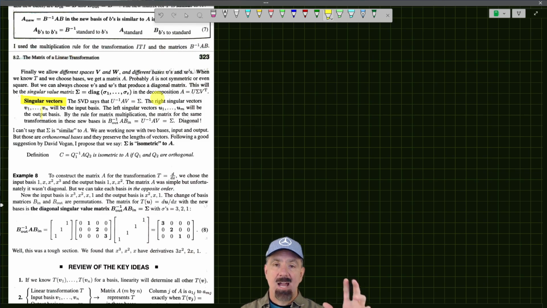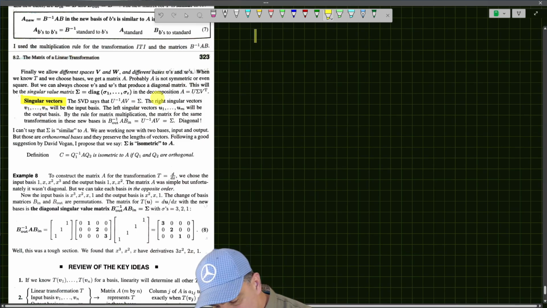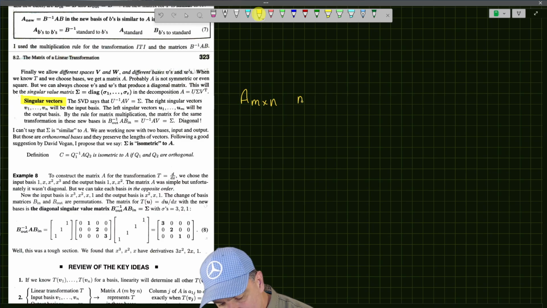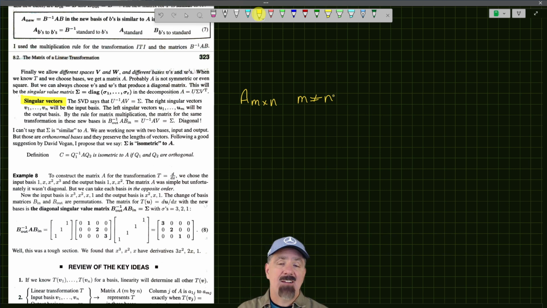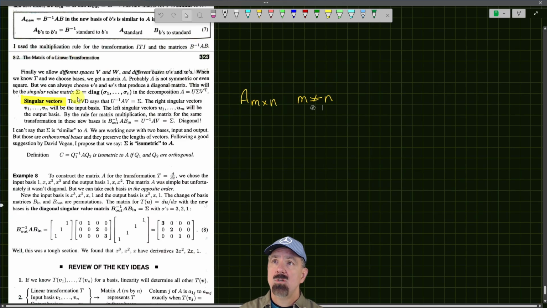The difference with that singular value decomposition is, though, I have an input basis and an output basis which are different, which I absolutely have to have if I don't have a square matrix, right? If I have m by n and m is not equal to n, then I necessarily have to have different bases, because I don't even have the same dimension spaces. And so we're going to use singular vectors as the best way for us to represent the linear transformation.